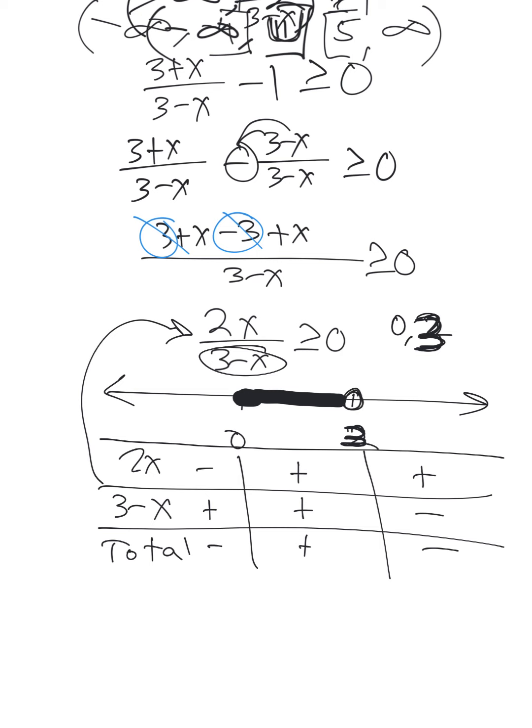You cannot have 3 in your denominator, or 0 in your denominator. So, yes, it's 0 to 3. You're not including 3, but you are including 0.